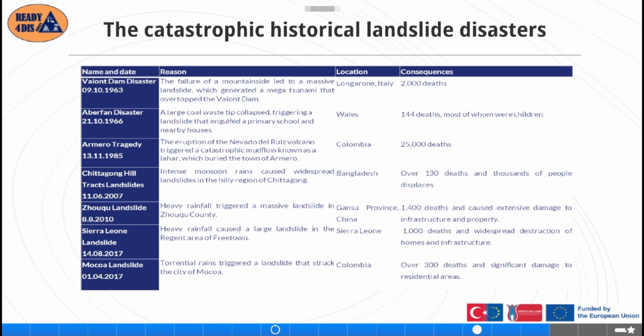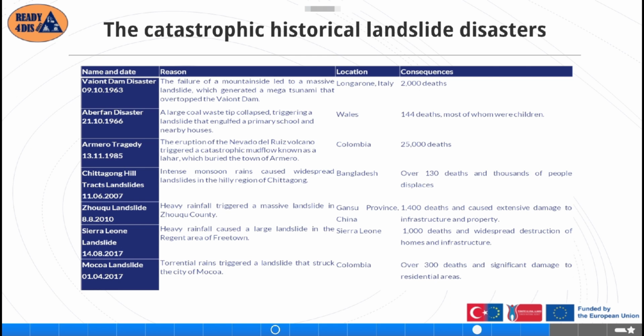In 1985, the Armero tragedy in Colombia was caused by a lahar triggered by the Nevado del Ruiz volcano, resulting in the deaths of more than 25,000 people. In 2007, the Chittagong landslides in Bangladesh were triggered by intense monsoon rains, leading to hundreds of deaths and the displacement of thousands. In 2010, a massive landslide in the Zhouk region of China caused the deaths of more than 1,400 people and inflicted severe damage on infrastructure.